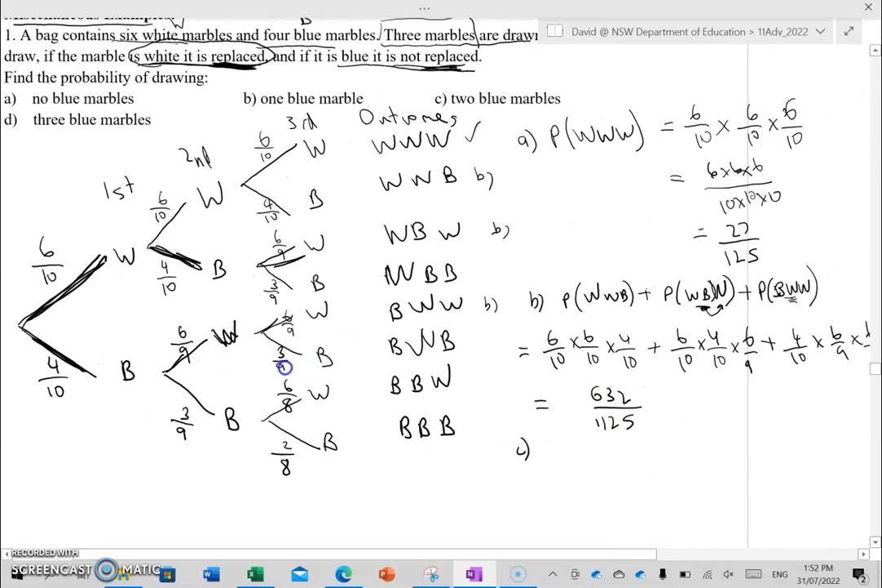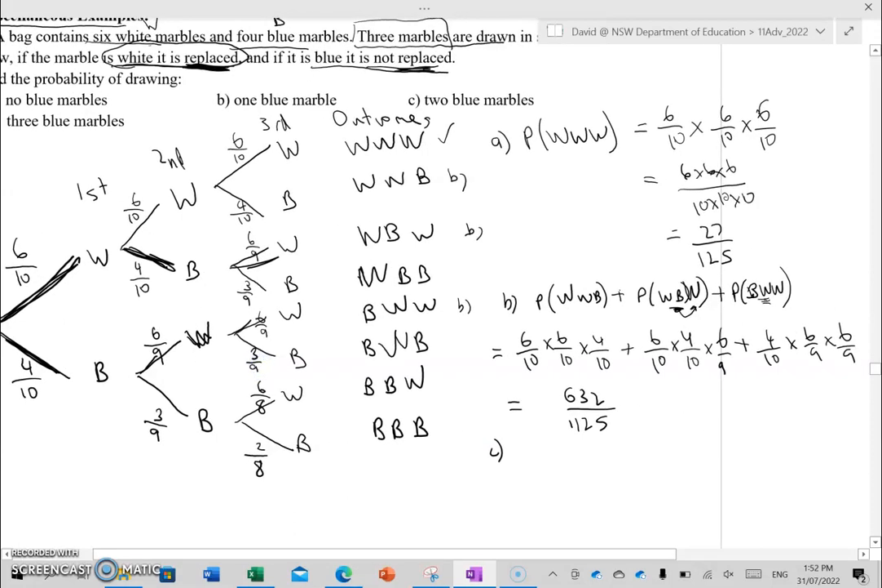C, two blue marbles. So let's have a look. We want 2 blues, so let's go through which outcomes work. I'm going to put a C next to them. 2 blues there, 2 blues there, and 2 blues there. So 3 options. Because if there's 2 blues, there must be 1 white. So the white could be the first, the white could be the second, or the white could be the third.